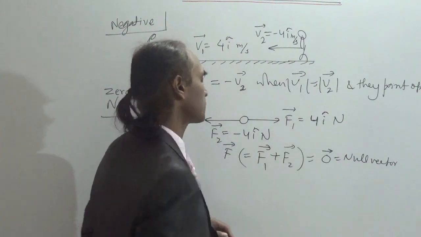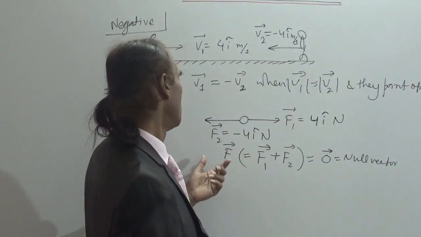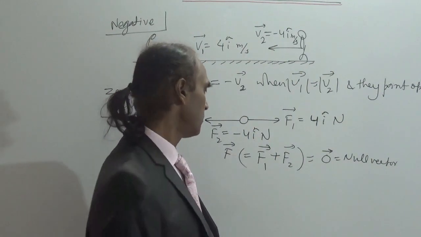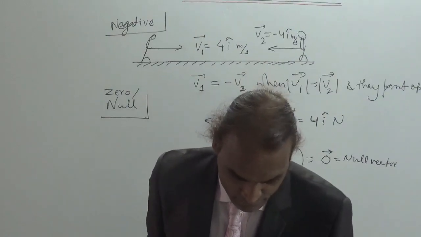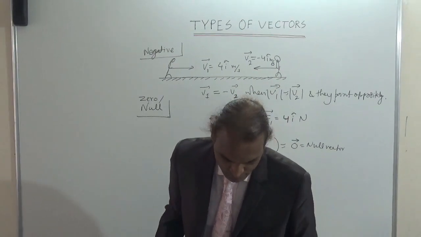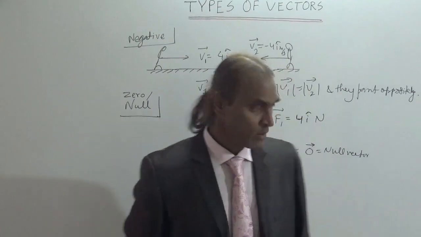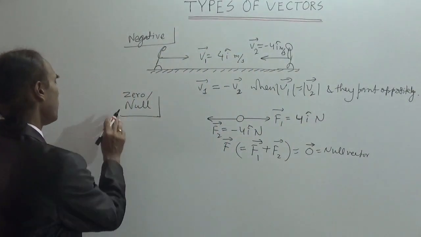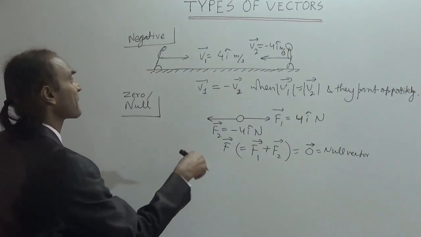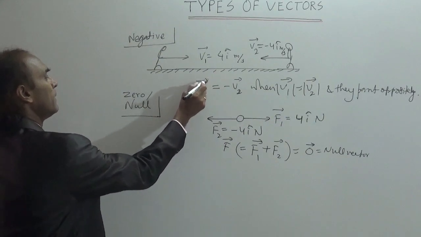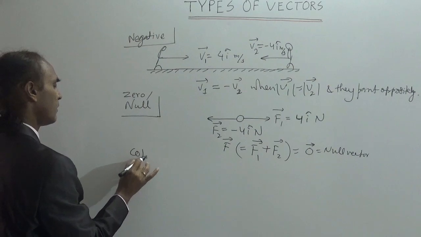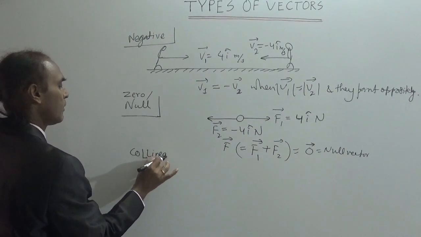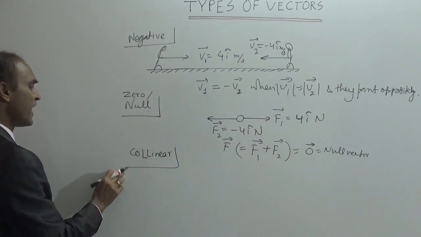However, you can add any two negative vectors to get a null vector. Now we will take another type of vector called collinear vector.